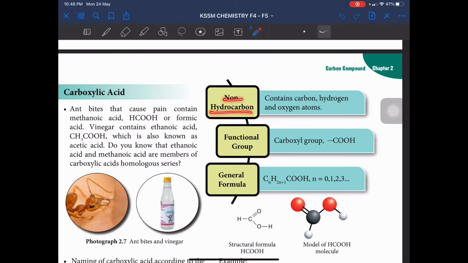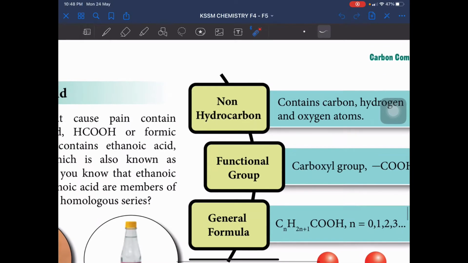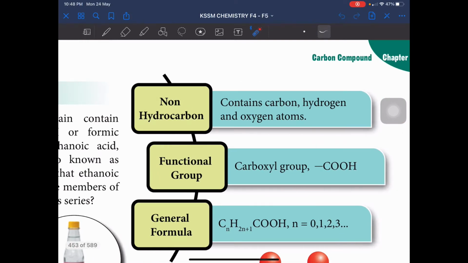It's a non-hydrocarbon. Bukan hydrocarbon. Non maksudnya dia ada unsur yang lain. So, in carboxylic acid, it contains carbon, hydrogen, and oxygen. It is the same like alcohol. Okay, alcohol also contain oxygen in it. So, since it has oxygen atoms in it, so it is called as non-hydrocarbon. Functional group for carboxylic acid is carboxyl group. Carboxyl group.